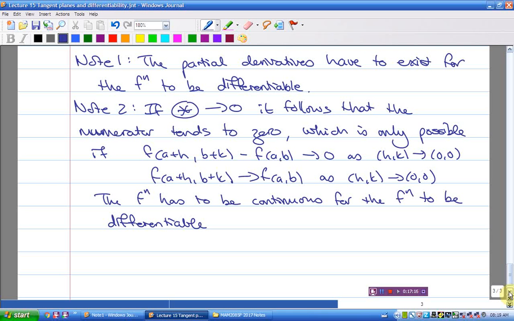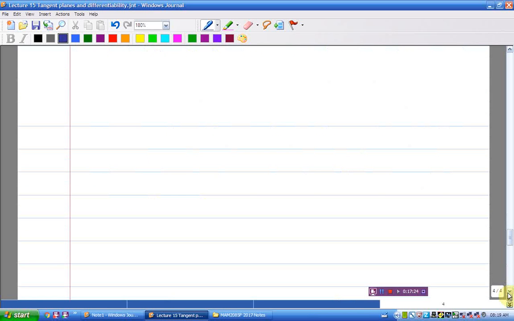Okay, there's two notes there. The first note is partial derivatives have to exist. The second note is the function has to be continuous. And I'm doing a page jump. Oh, there are two lines. Okay, let me do exercise 93. Please keep quiet.